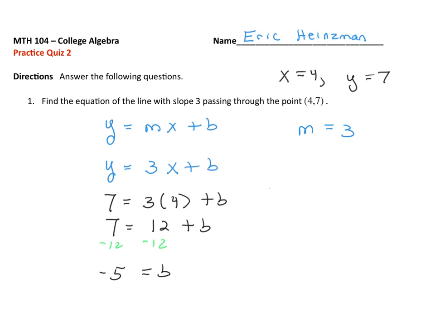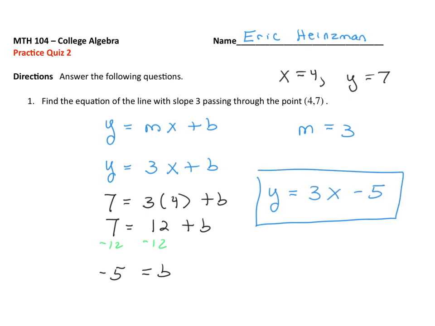We now have all parts of our equation. y = 3x - 5. This is the linear equation that has slope 3 and passes through the point (4, 7). In fact, if you put a 4 here, that's 12 minus 5, and the y value is in fact 7.